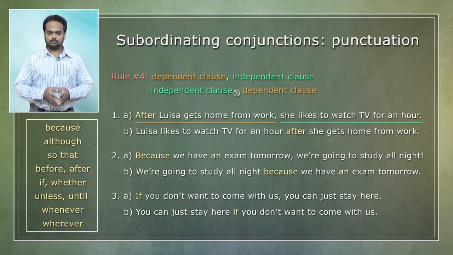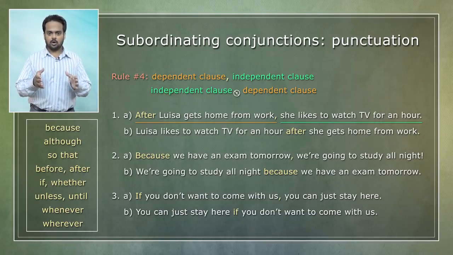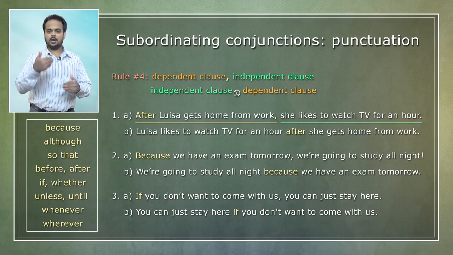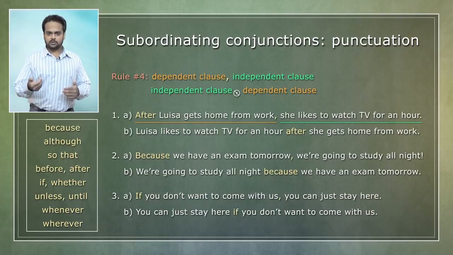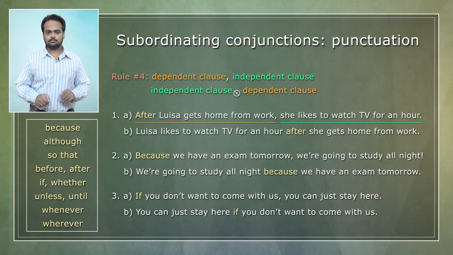Okay, here's the rule. When you connect a dependent clause and an independent clause, if you put the dependent clause first, you put a comma after it. If the independent clause goes first, no comma. That symbol means no comma.